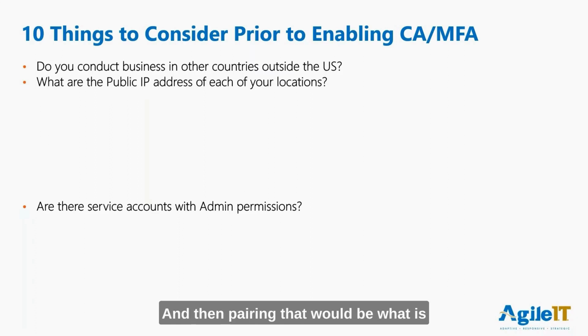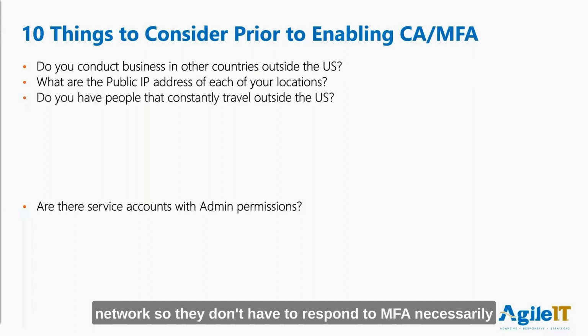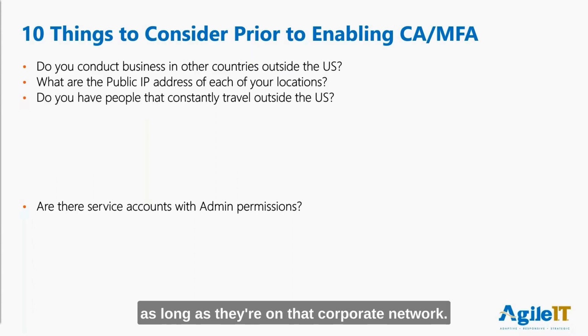And then pairing that would be, what is the public IP of your corporate locations? This allows you to really narrow down and focus that geofencing policy that you want to set up so that you can require people to be on that corporate network and block people who are not. Or you can set some easier restrictions on your corporate network so they don't have to respond to MFA necessarily, as long as they're on that corporate network.